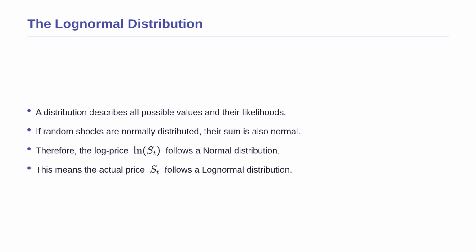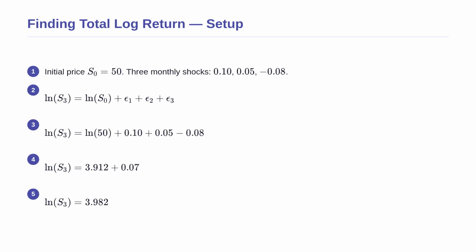Because the logarithm of the price forms a symmetrical bell curve, the actual stock price forms a skewed curve that stretches out to infinity on the right but hits a hard wall at zero on the left. We call this a log normal distribution. Let us put this logarithmic property to work with another example.